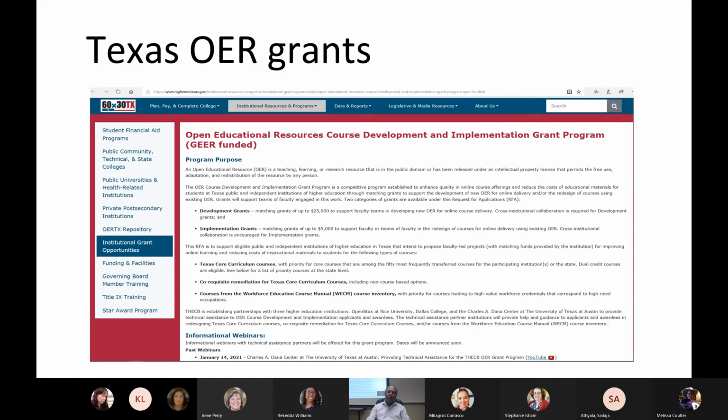Another barrier, especially for graduate level OER and some undergraduate level courseware, is that the course material is still not available in the OER repository. In this case, the state government and even the federal government have open educational resource course development grants.